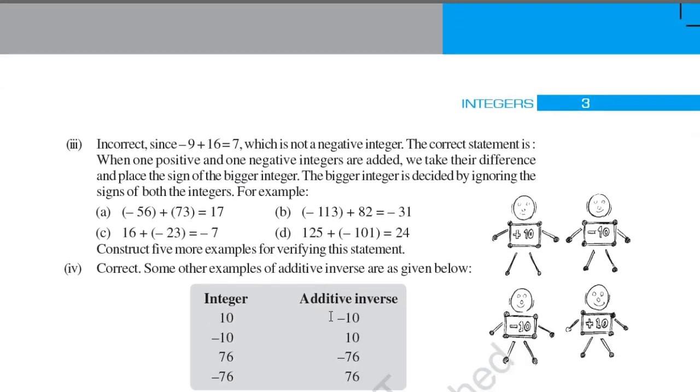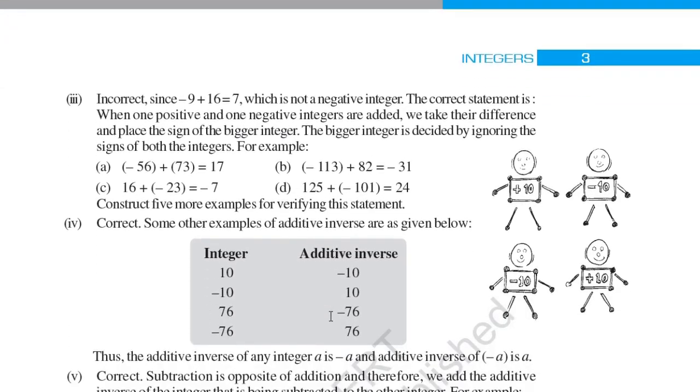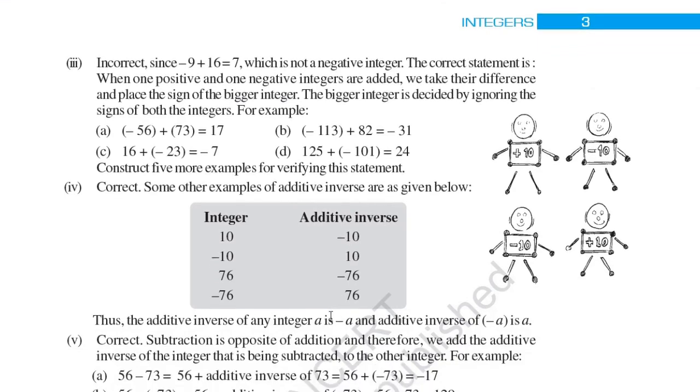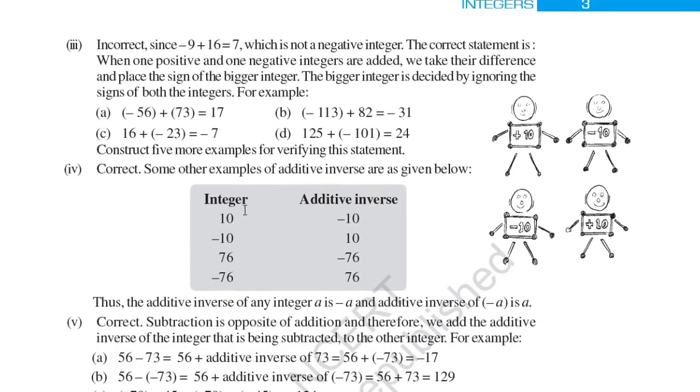So construct 5 more examples for verifying this statement. The fourth statement is also correct. Some examples of additive inverse are as given below. 10's additive inverse is minus 10. Minus 10's additive inverse is plus 10. 76's additive inverse is minus 76, and minus 76's additive inverse is 76. Thus the additive inverse of any integer a is minus a, and the additive inverse of minus a is a. So it is also correct.